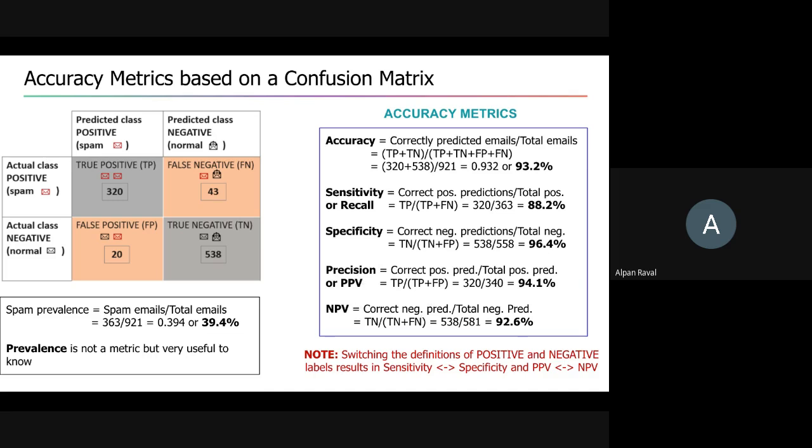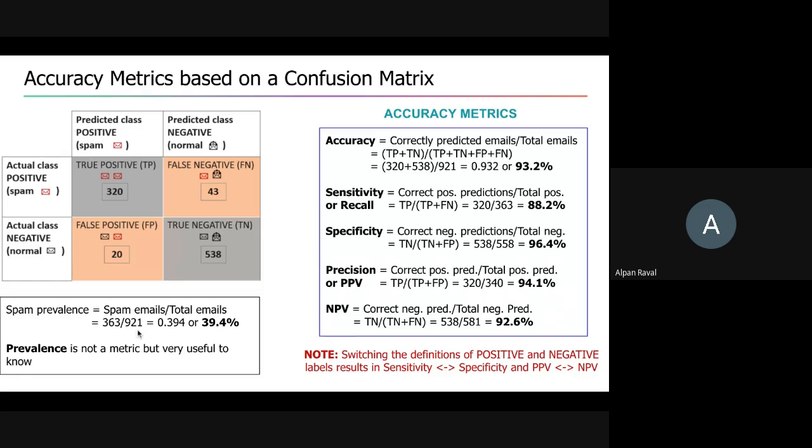Okay. Now there's another quantity of interest that you can calculate from this table, and that's called the prevalence, which is not really a metric, but it's often a very useful characteristic of your data set. In this case, prevalence is really spam prevalence, and that is simply the total number of spam emails divided by the total number of emails, meaning the proportion of emails that are actually spam. Now, the total number of emails is 921.